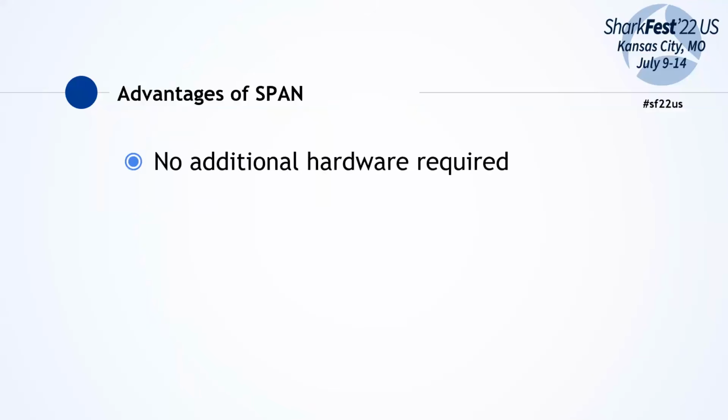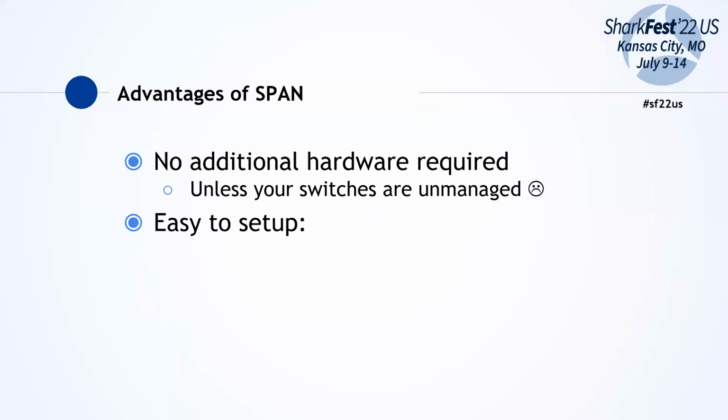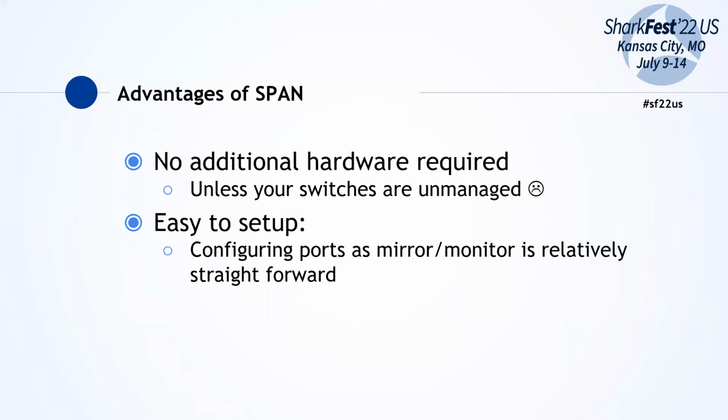The advantages of span are you don't need additional hardware because you already have the switches, and in most businesses they are configurable. So you can easily configure the switch to give you a copy of the packet. Easy to set up because configuring that is quite straightforward. Most of the time, if you don't know how to do this, you will just Google for the switch that you have and look for monitor, mirror, or span port commands, and then you will get it. Some of them are also configurable over a web interface, and that is quite easy to do. So, the main advantage of this is it does not impact live traffic.